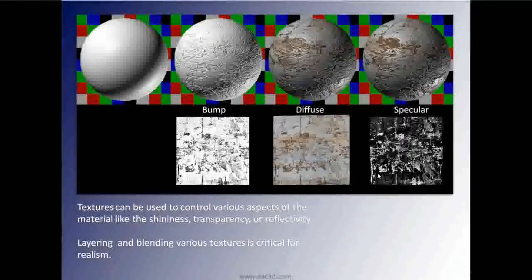Additionally, we're going to be taking a look at the various types of maps, such as bump map, diffuse maps, and specular maps. All of these, when put together, can create very convincing scenes, and we're going to be taking a look at each one and how we can create them both procedurally and from photographs.